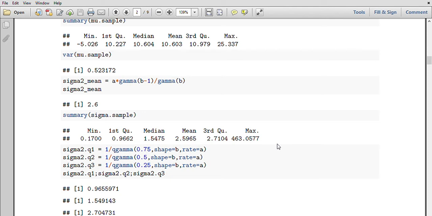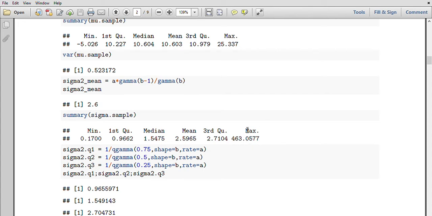So here I have compared them through quartiles. Look at the sample quartiles here for sigma square. It is 0.9662 for the first quartile. Then the median is 1.5475. So it's a skewed distribution. Then the third quartile is at 2.71.